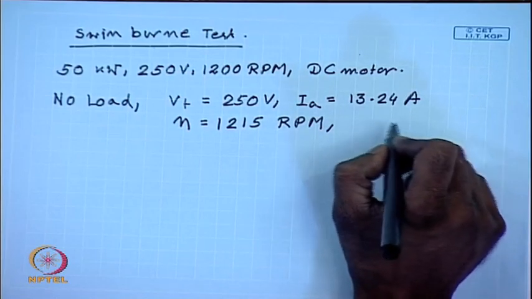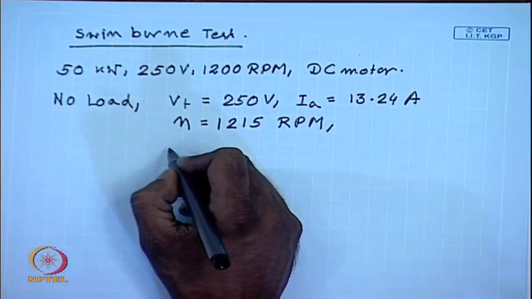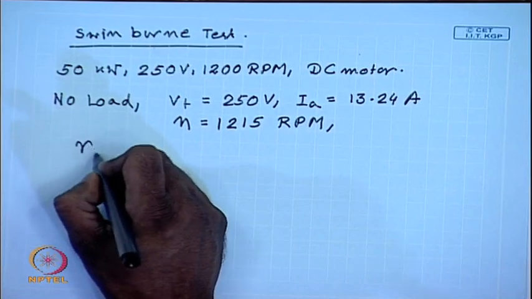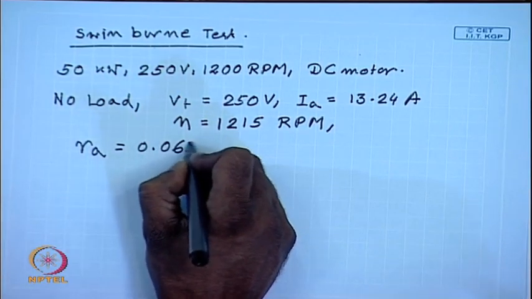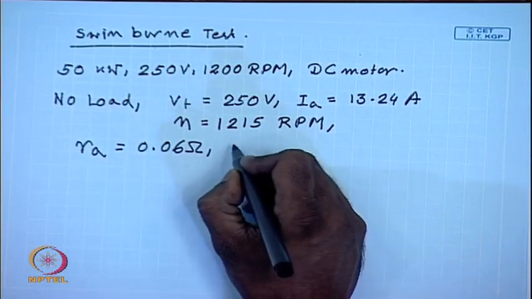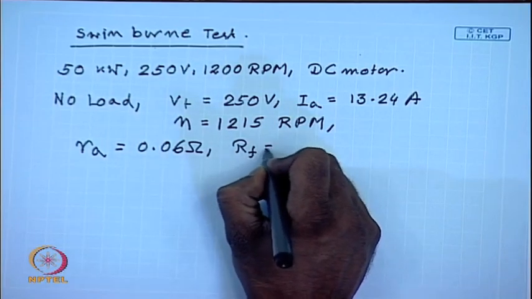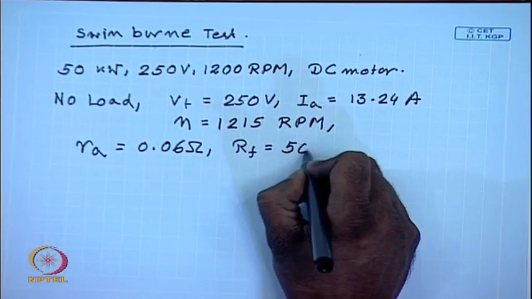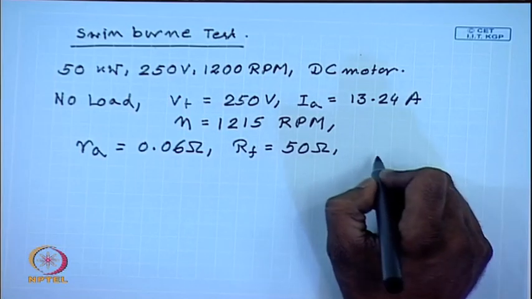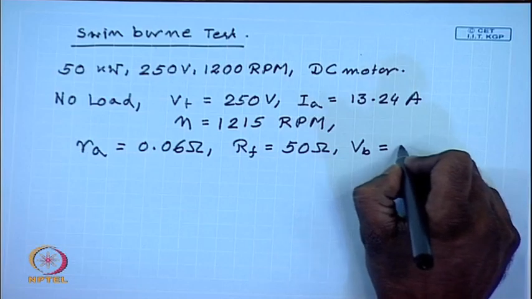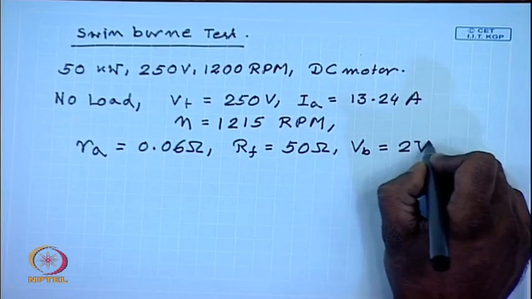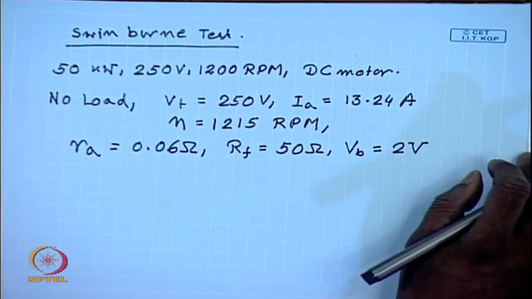The resistance measurements and brush contact drop measurement gave you RA equal to 0.06 ohm, RF equal to 50 ohm and VB equal to 2 volts, that is the drop in the brushes.